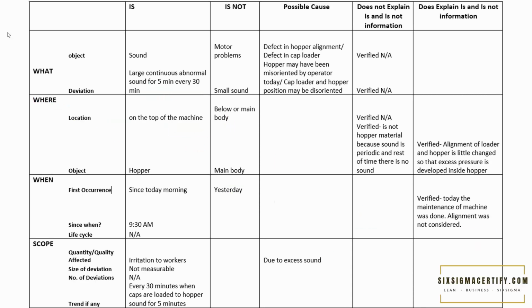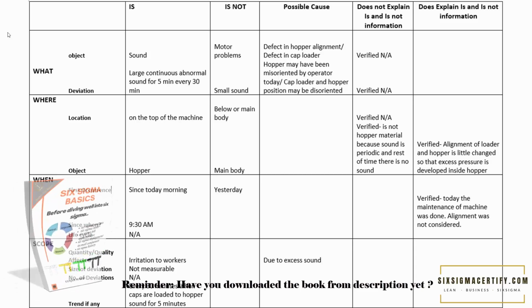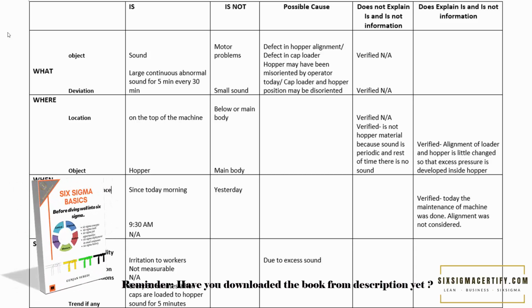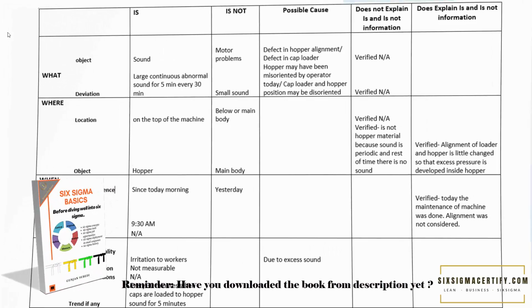This is an example of is and is not analysis. Generally, is and is not analysis is also used in the define phase to define what is the scope of the Six Sigma project that we are going to perform and what are not the scope of the Six Sigma project. But here particularly we are trying to find out the problem or the causes of the problem with the help of is and is not analysis.